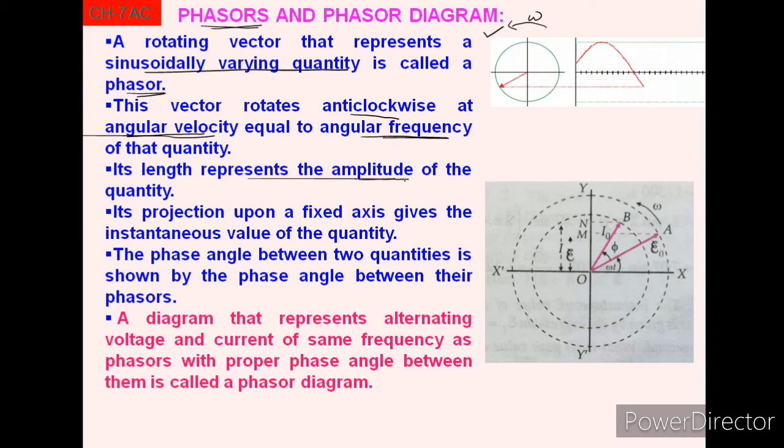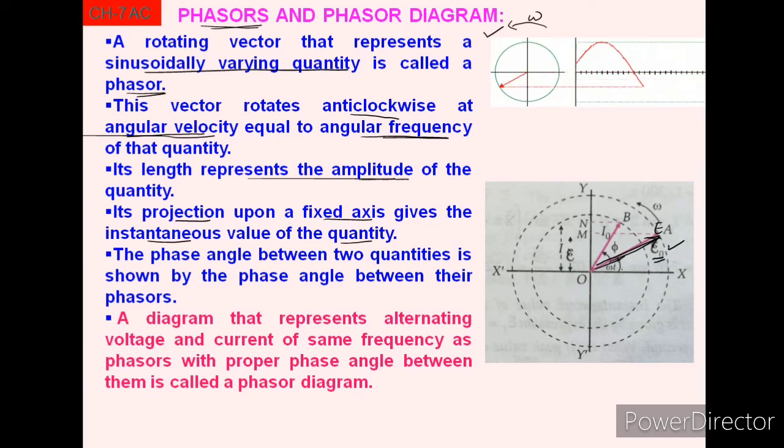So the length of this vector, that will represent the amplitude of the quantity. As you see in this figure, in the second figure, where the EMF has been shown by vector, you can see here that this length is going to give you the peak value of the EMF. Then its projection upon a fixed axis gives the instantaneous value of the quantity.